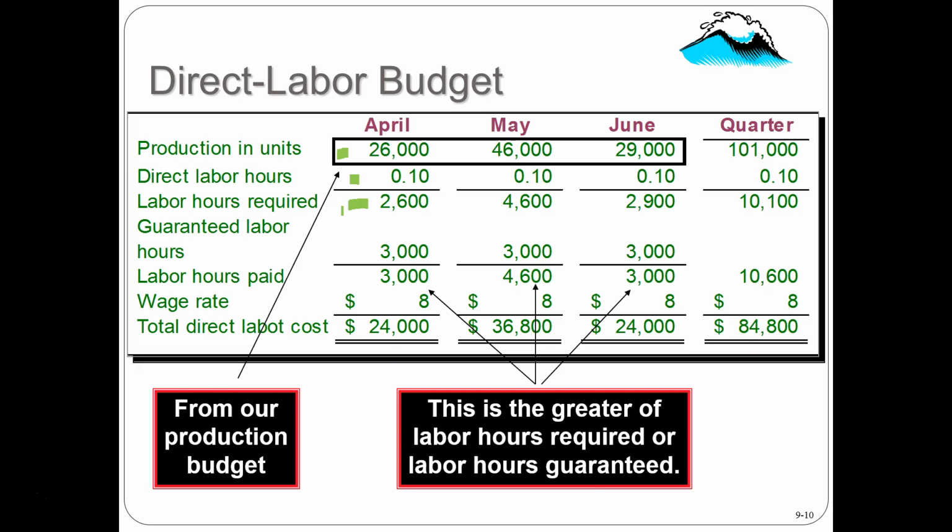Now, we said that there was a baseline, that we're going to pay a minimum of 3,000. So if our production needs are under what we need to produce in terms of labor, if labor needs to be 2.6 but we have that bottom line number of 3,000, we're going to have to take the 3,000 and multiply that times the wage rate, and that will give us our 24,000. On the other hand, in this month, we took the 46 times the 10%, times the 0.1 hours, and we're going to need 4,006 hours, and that is above the minimum of 3,000, and therefore we're going to take this number, the higher of the two, times our wage rate, which will give us the dollar amount, 36.8 for the month of May.